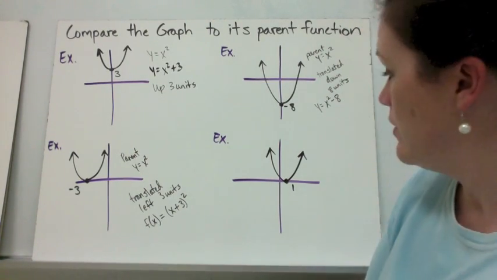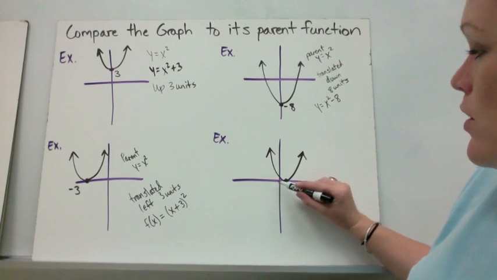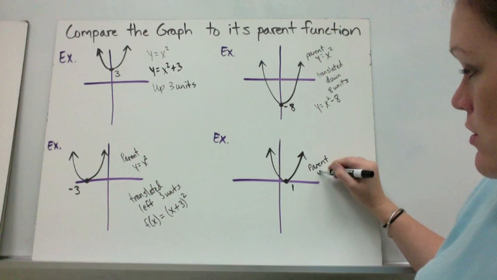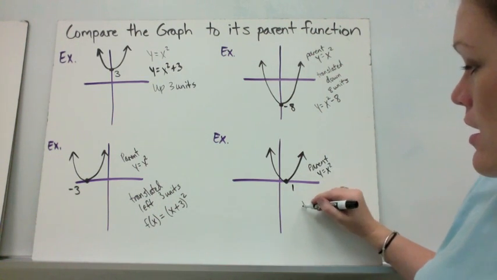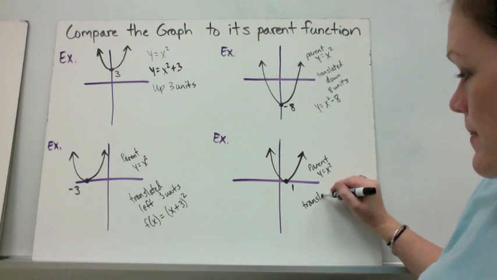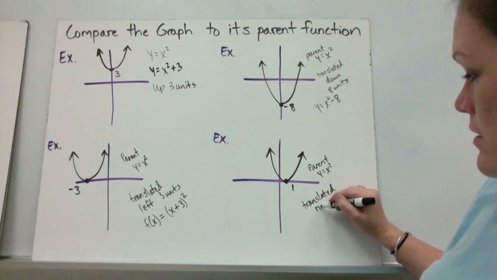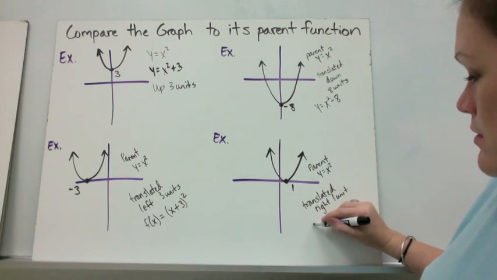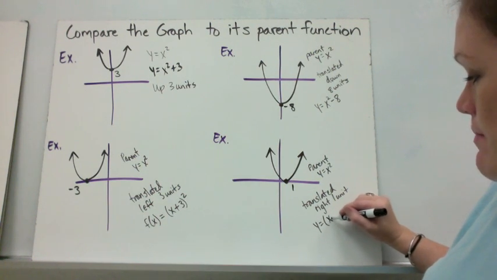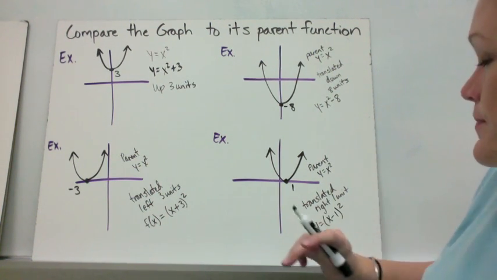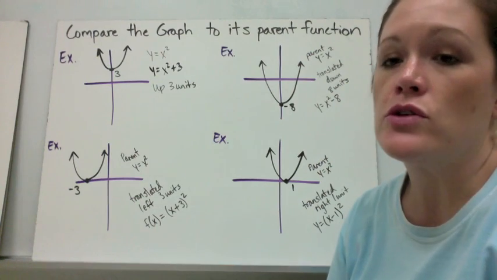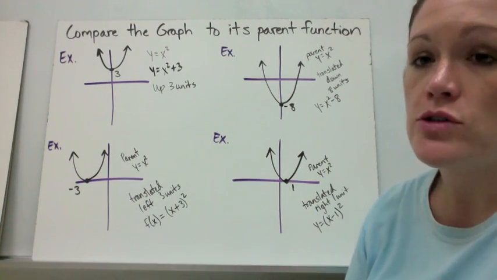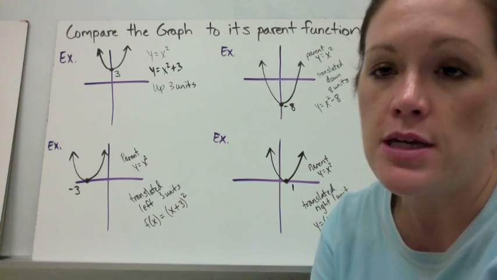Right, it's negative. So over here, I shifted to the right 1 unit. Again, my parent function is the same for all of these. So y equals x squared, and I have translated right 1 unit. So that's going to be y equals x minus 1 squared. So either going from your function to think about the graph, or going from the graph to think back to your parent function, you can answer the questions using the same information.